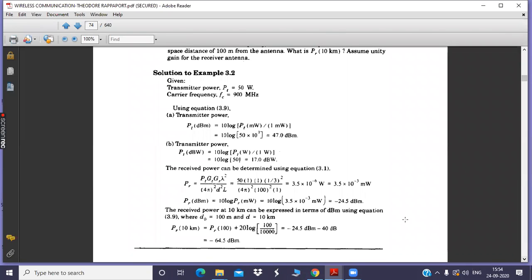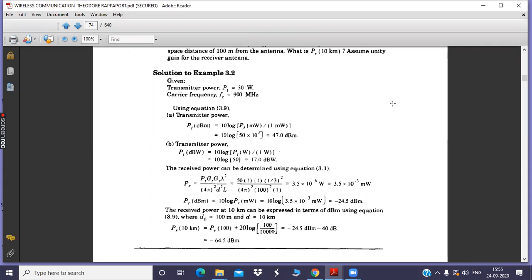No, right? Because PR of D0 you already have the answer in dB milli, isn't it? 3.5 milliwatts, 3.5 into 10 to the power minus 3 watts. It is given to you. And thereafter you have converted into dBm also, that is minus 24.5 dBm. So as of now, you don't apply 10 log to PR. Just put this minus 24.5 dBm over here.